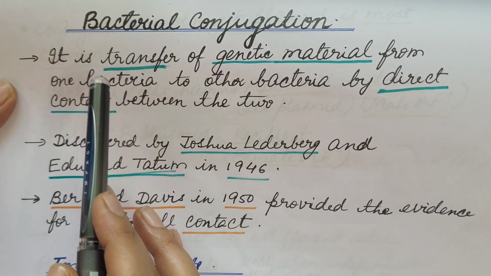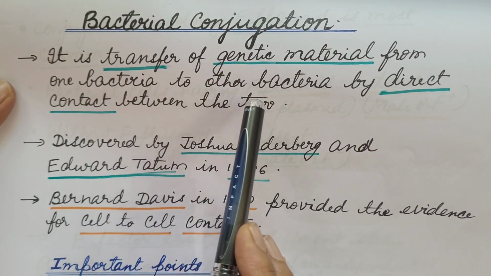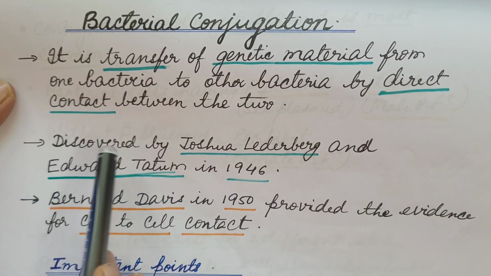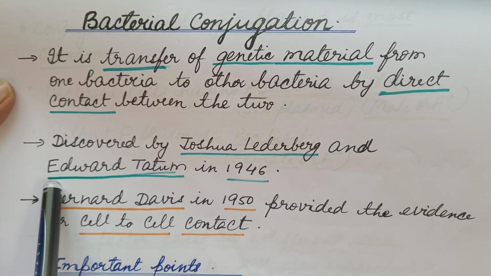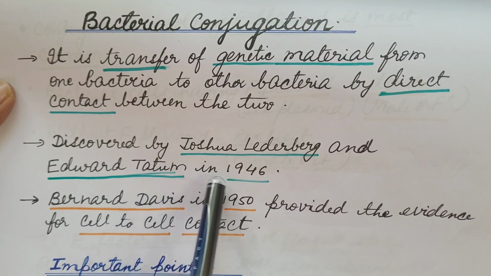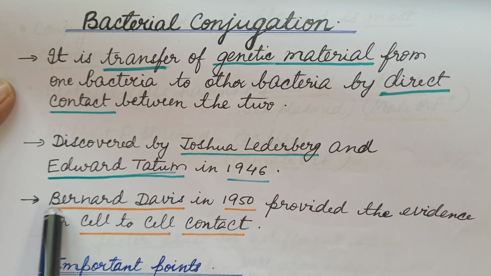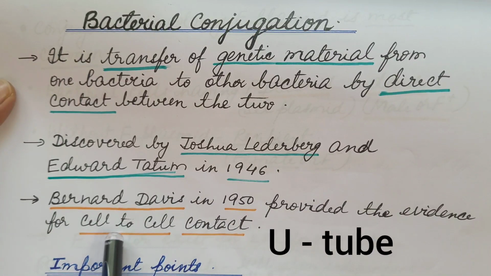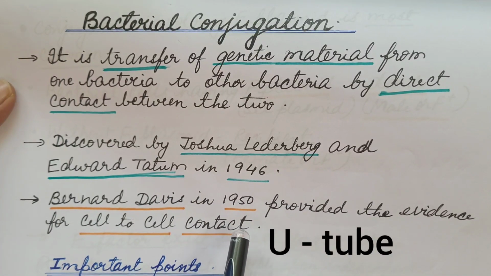So in bacterial conjugation, two bacterial cells come in direct contact with each other. It was discovered by Joshua Lederberg and Edward Tatum in 1946. Bernard Davis in 1950 provided the evidence for cell-to-cell contact through his U-tube experiment.